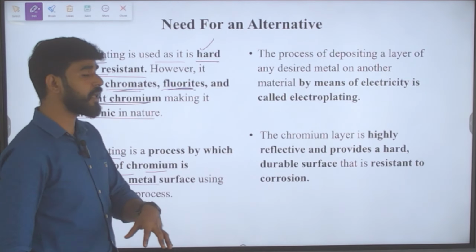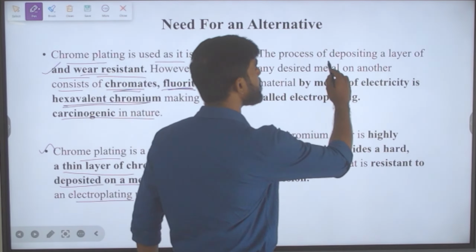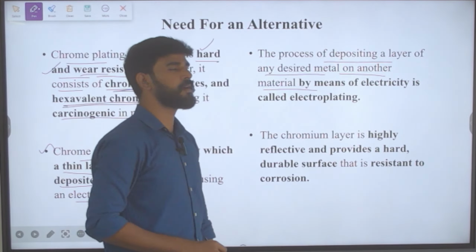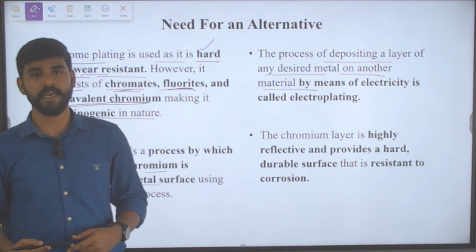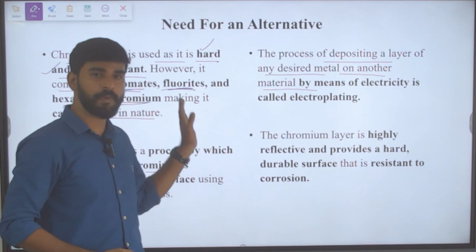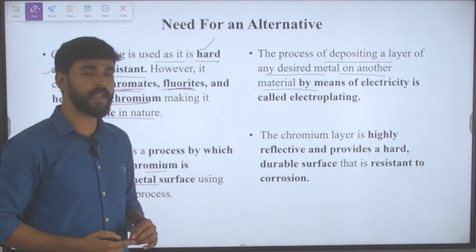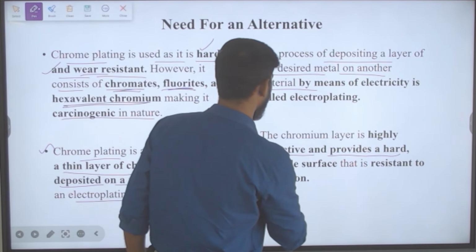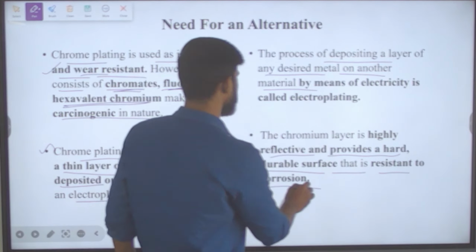So what is electroplating here? The process of depositing a layer of any desired metal on another material by means of electricity is called electroplating. So this is how chrome plating is done, but here the chromium layer is highly reflective and it provides a hard durable surface which is resistant to corrosion.